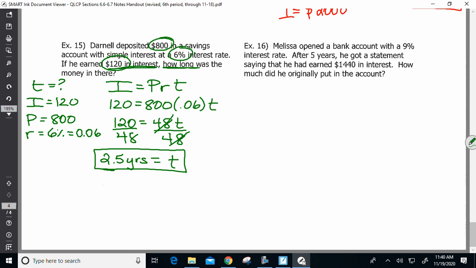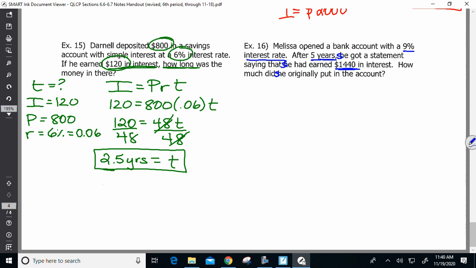So, last but not least, example 16. We're going to do one more example in which something is missing. Melissa opened a bank account with a 9% interest rate. After 5 years, she got a statement saying that she had earned $14.40 in interest. How much did she originally put in the bank account?